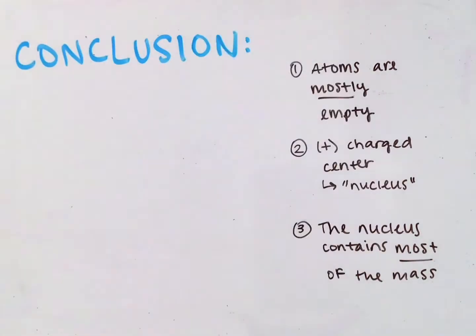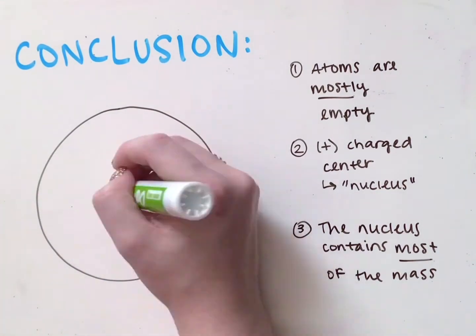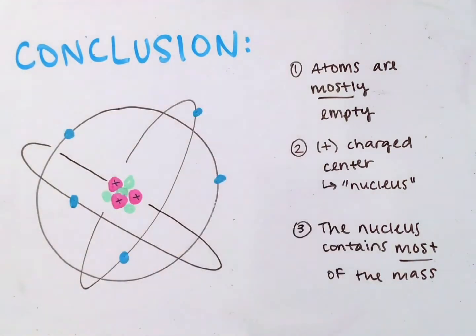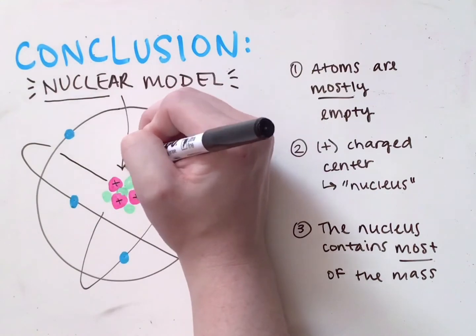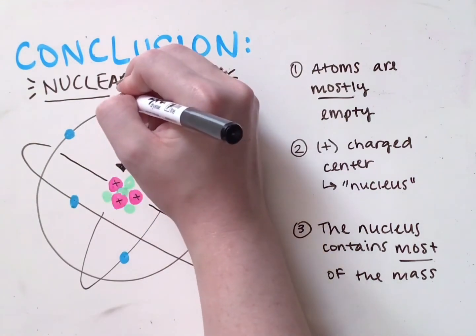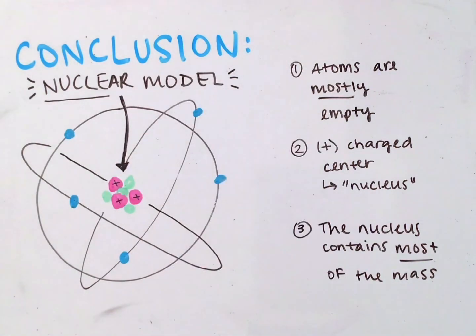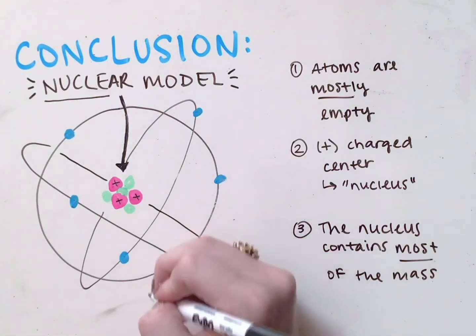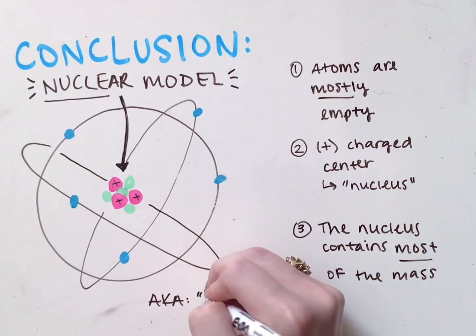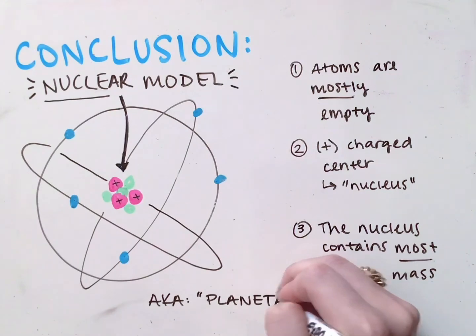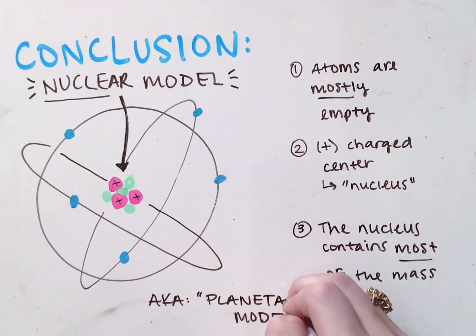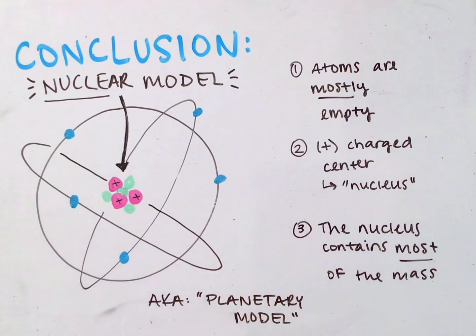Based on these 3 conclusions, Rutherford proposed a new atomic model, the nuclear model, given its name because it was the first model to include a nucleus. Rutherford's model included a large, positively charged nucleus that was orbited by electrons, similar to how planets orbit the sun, which is why this model is also referred to as the planetary model. While this may not be the current theory of what an atom looks like, Rutherford's gold foil experiment was instrumental in our understanding of atomic structure.